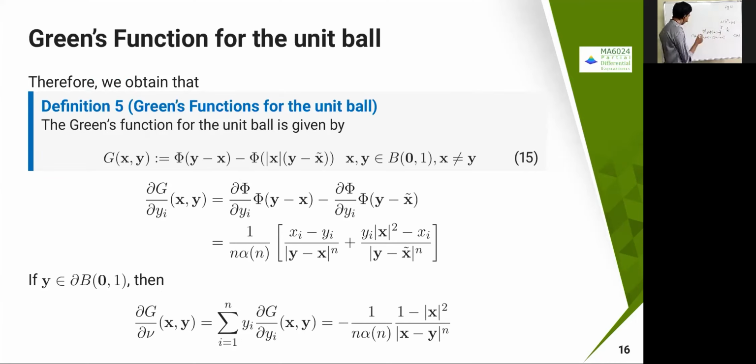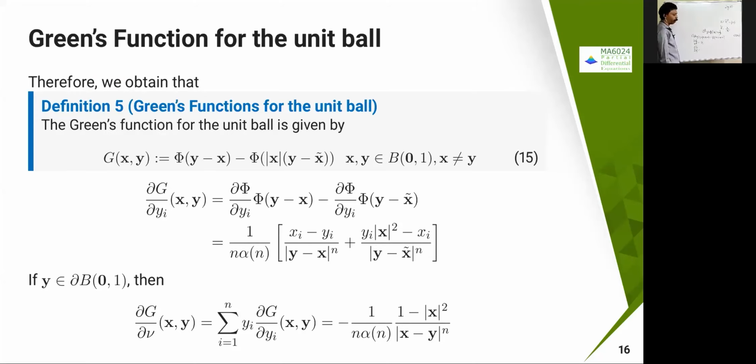Now you have to find what is your dG by dou nu. In the previous case, only the y_n term was different. Here, all the terms are going to be changing. Therefore, you have to calculate all the derivatives for dG by dou nu. So for that, first you need to calculate your dG by dou y_i.